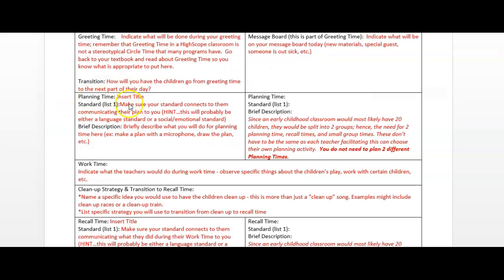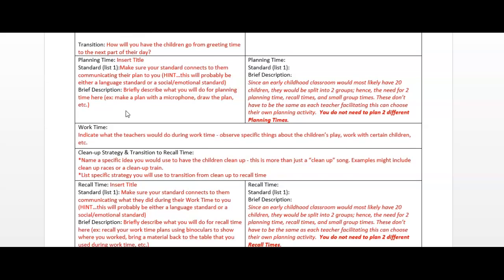The next part of the day, which always follows planning time, is work time. Work time is an uninterrupted part of the day where children are able to carry out their plans. During this time, you will not pull them away from their activities to have them complete another activity. Your role during work time is to observe, document, scaffold, support, and engage the children in conversation to find out what they are doing and to further their critical thinking about what they are doing.